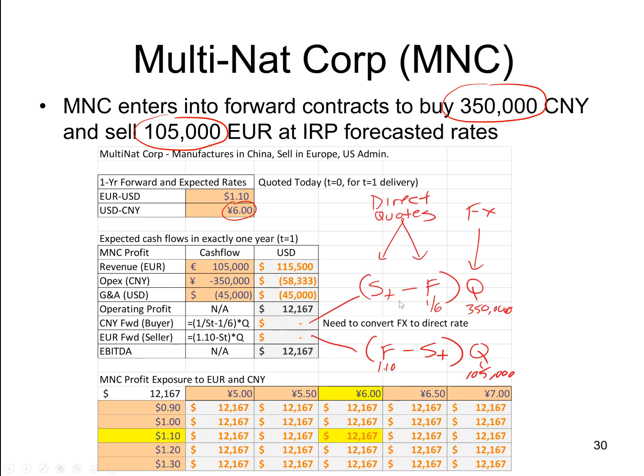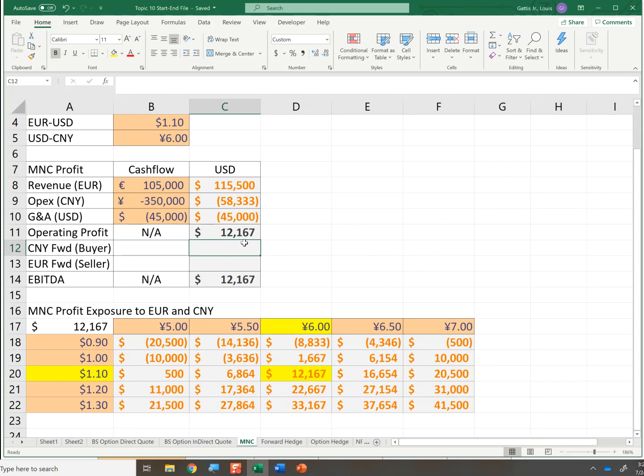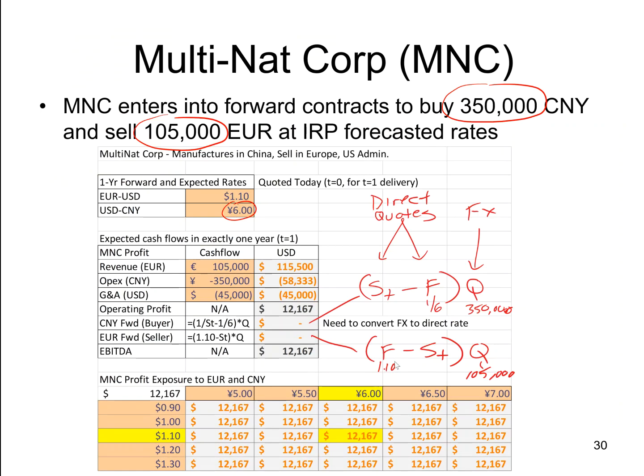So again, it's going to be equals 1 divided by whatever the spot price turns out to be, that's ST, minus 1/6, my forward price, times 350,000 yuan. And then for the second equation, it's going to be F minus ST. Since they're the seller of forwards, it's F minus ST times Q. So 110 minus whatever the spot price is times 105.